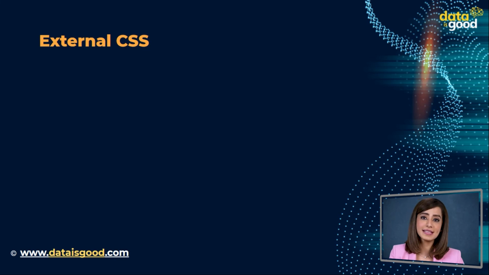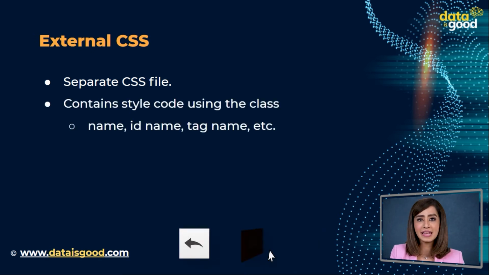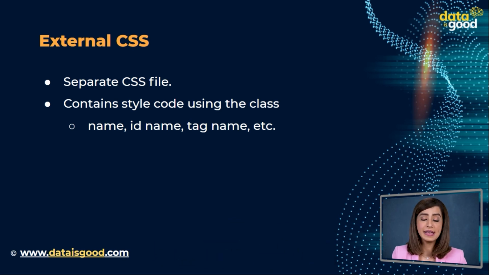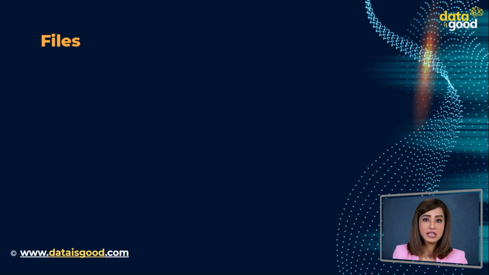An external CSS contains a separate CSS file, which only contains style code using the class name, ID name, tag name, etc. We can use this CSS file in any HTML file by including it using link tag. If we have multiple HTML pages for an application which use similar CSS, then we can use external CSS.